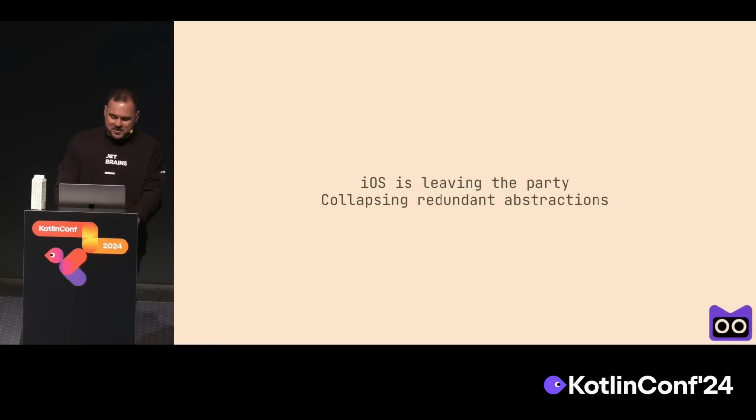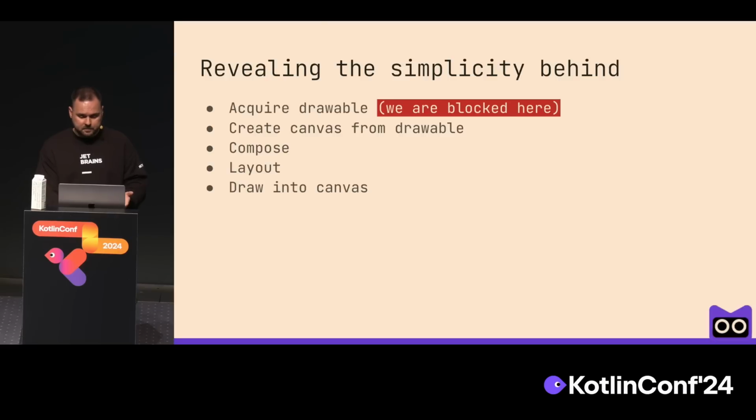So what we did, we actually just copied all iOS-related code to the iOS source set and collapsed all redundant abstractions which are not needed for iOS. And it revealed the simplicity behind. We acquired a drawable, and that's basically where we were blocked. And then we created a canvas from the drawable. And then we composed, laid out, and drew into the canvas made on top of this drawable.